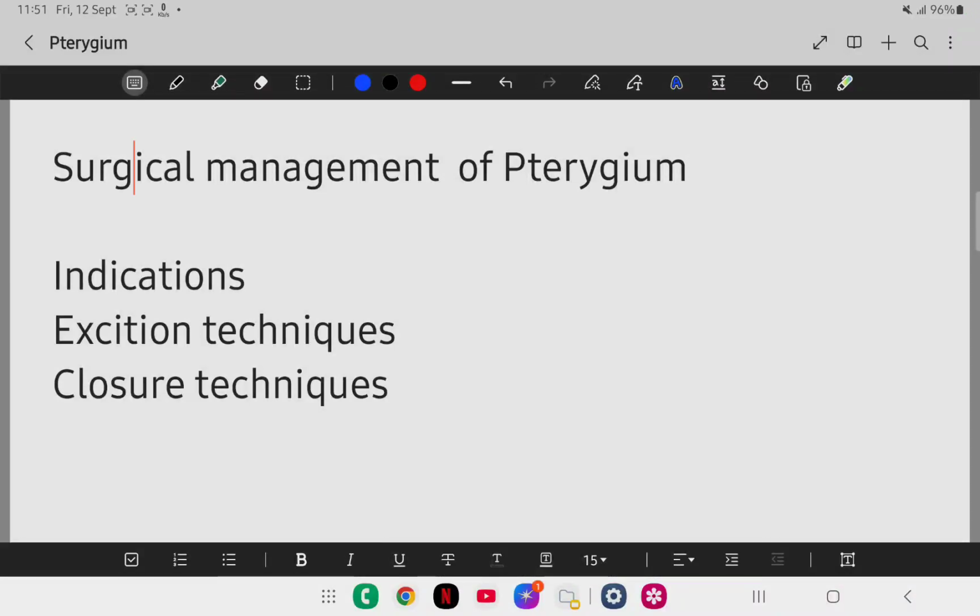In this class we will discuss the surgical management of pterygium, the indications of surgery, excision of pterygium and the closure techniques of pterygium.